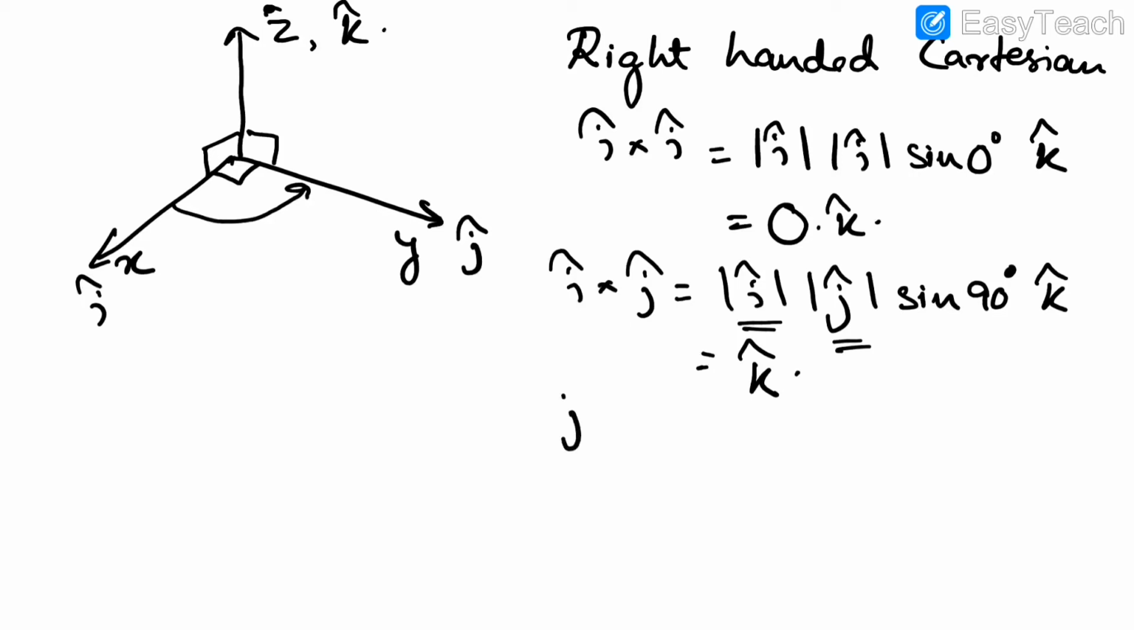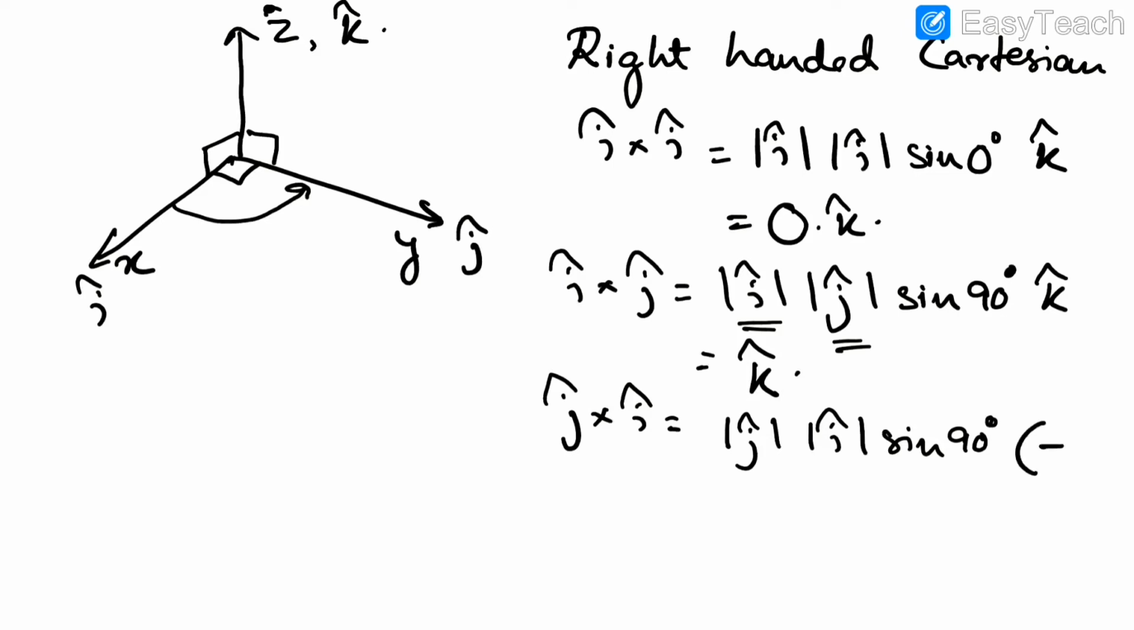Correct. What is then j cross i? j cross i is the same: modulus of j, modulus of i, sine of 90 degrees. But now which way? Your right hand four fingers are going from y axis to x axis, and now the thumb is pointing towards the negative z. Along the negative z, what is the unit vector? The unit vector is minus k cap. Correct. Opposite to k cap, right? So what does it become? So j cross i is minus k cap. So that is very important.